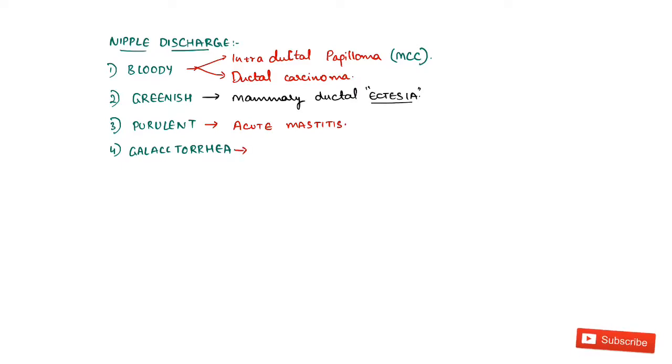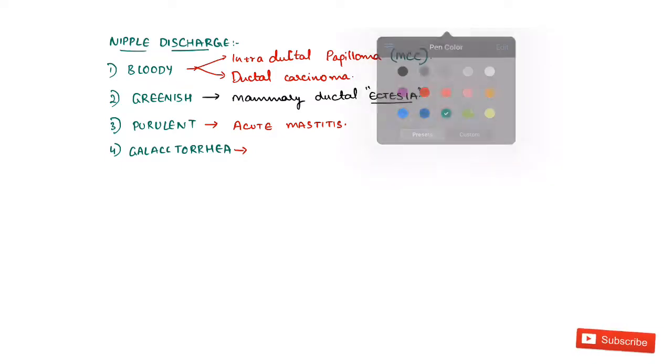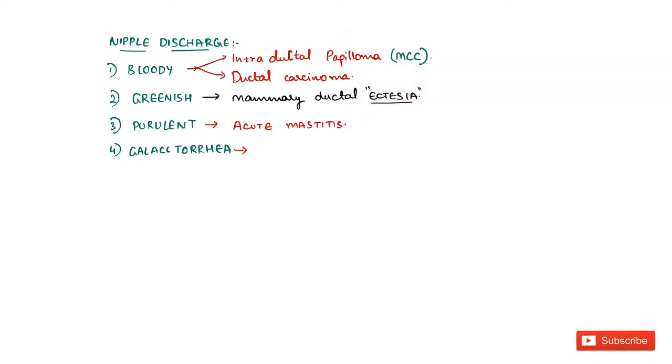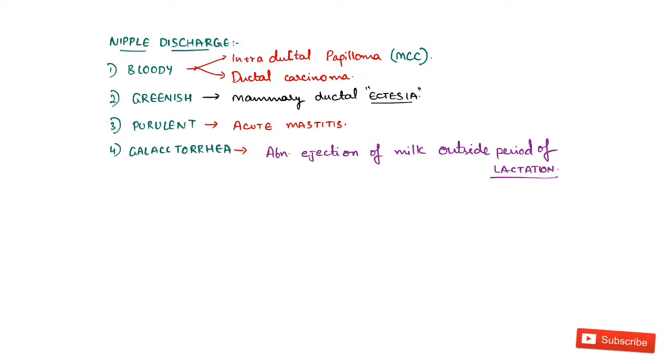Galactorrhea. Regarding galactorrhea, we have to remember a few important points. What is galactorrhea? Galactorrhea is an abnormal ejection of milk outside the period of lactation. So, milk ejection other than during the period of lactation is known as galactorrhea.